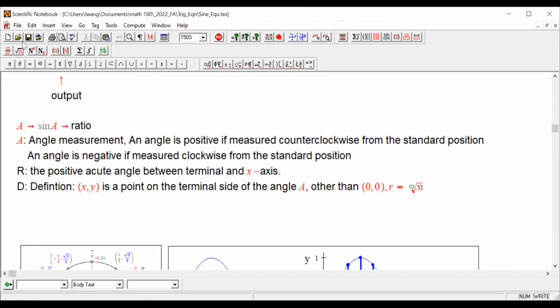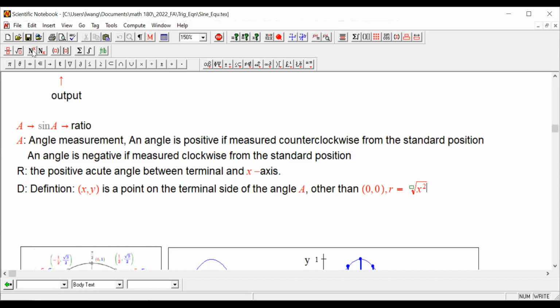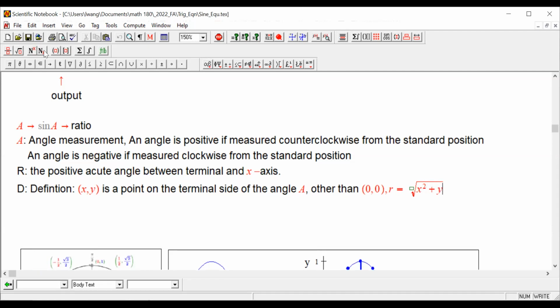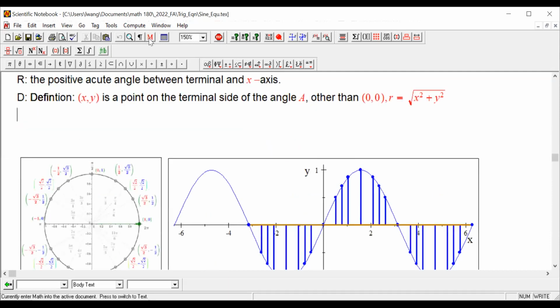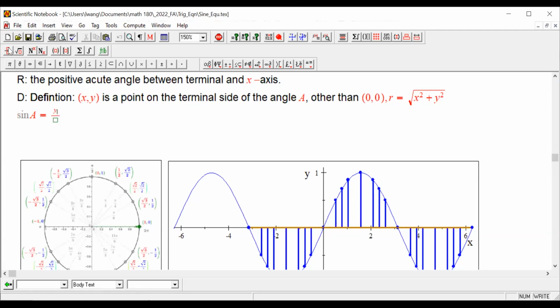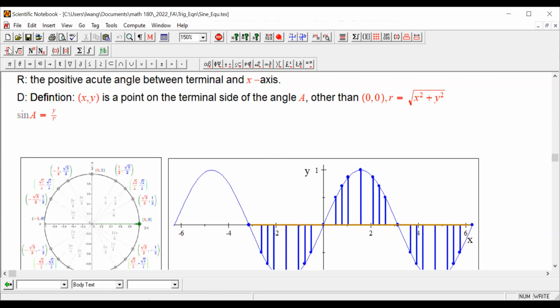This definition guarantees that R is always positive, because the point we chose cannot be (0, 0). So one of x or y is not 0, or both of them are not 0. This guarantees R is always positive. Now we only study sine. Sine of the angle is defined as y over R. So now we have done these.